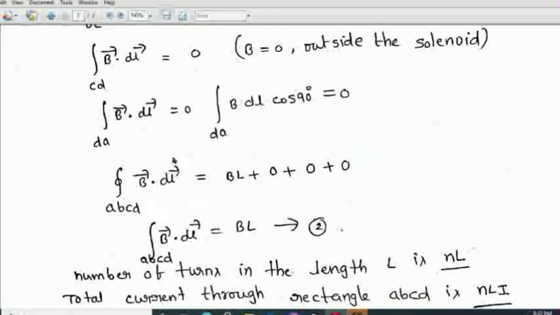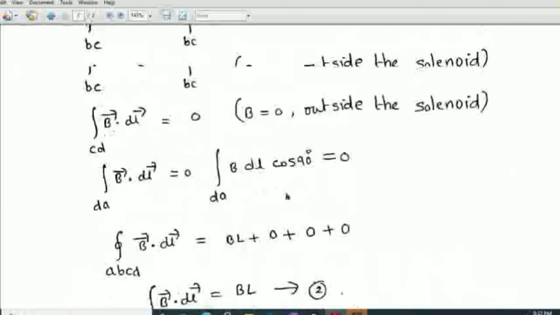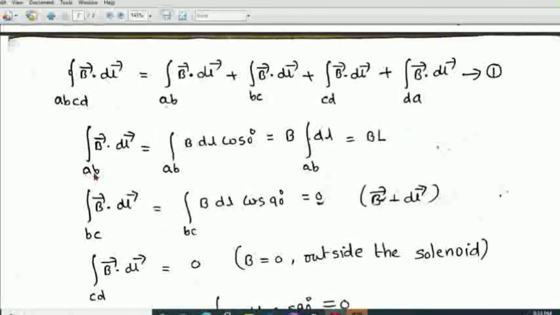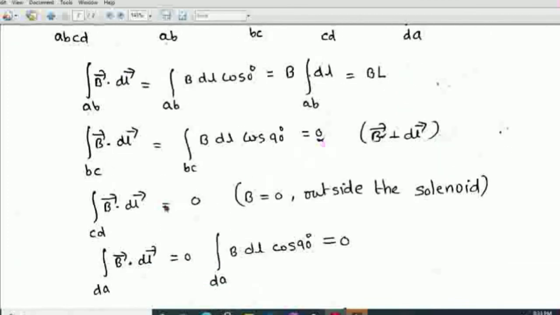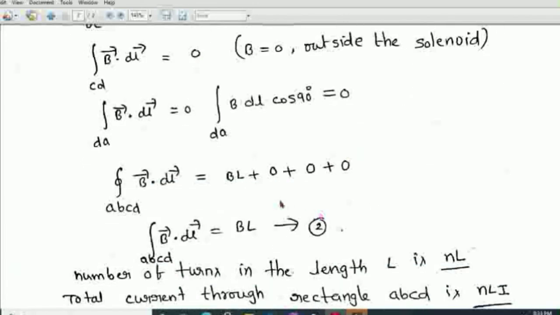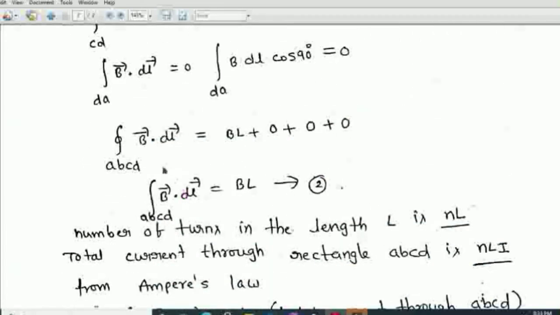Now the total line integral of the magnetic field across the loop ABCD is obtained if we add all of these. The line integral across AB is BL, across BC is 0, across CD is 0, across DA also is equal to 0. That means all zeros. That means the line integral of the magnetic field for the loop ABCD is equal to B into L.